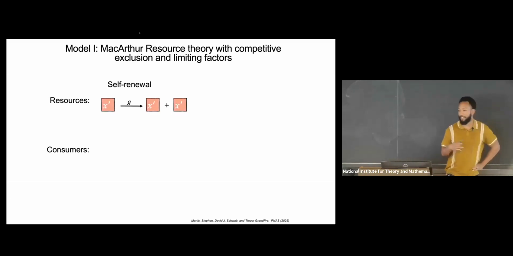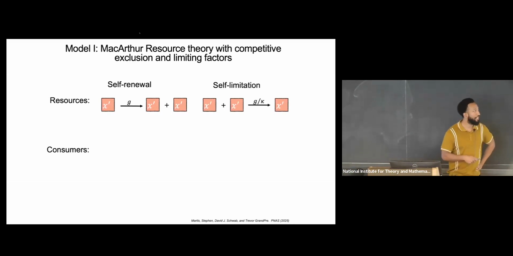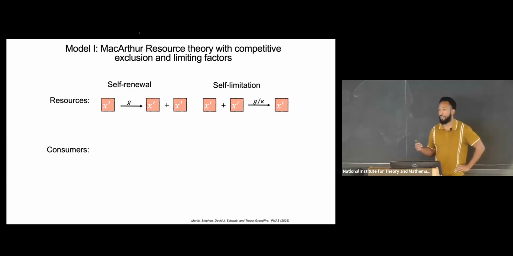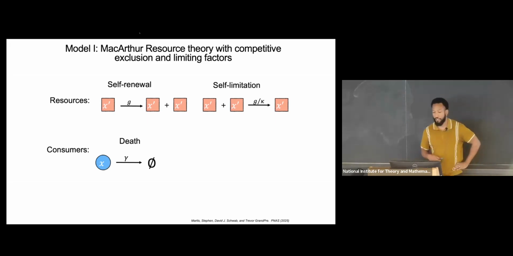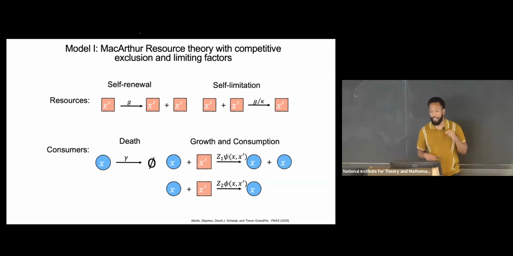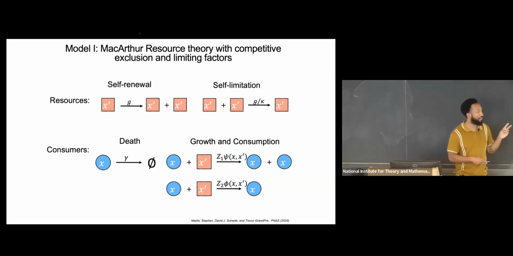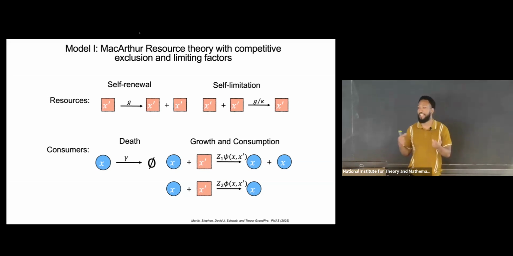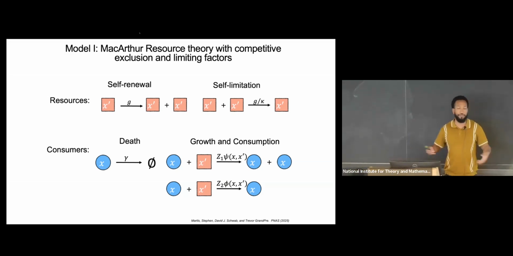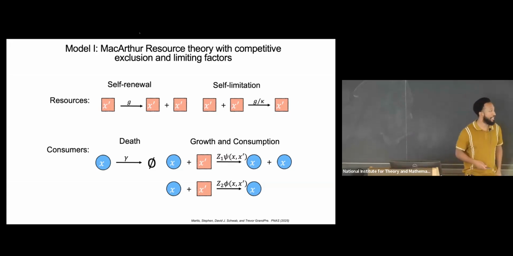For the resources, they have this self-renewal, and there's some growth rate. There's also self-limitation through some carrying capacity, kappa. For the consumers, they can die, and they can have consumption. They'll eat the resources, but there are two main things. The first one is where they consume the resource and they grow, so the energy from eating goes towards their growth. Another one is where the energy, when they eat, doesn't go towards growth, so it goes towards everything else, like metabolism, their immune system, and so on.